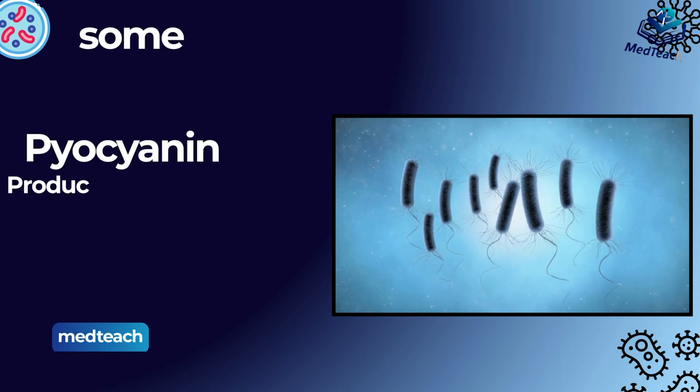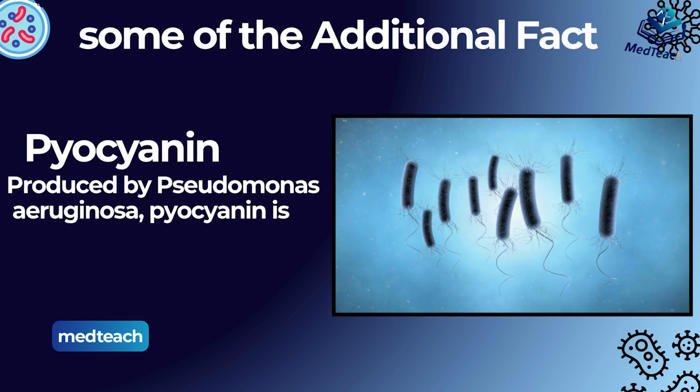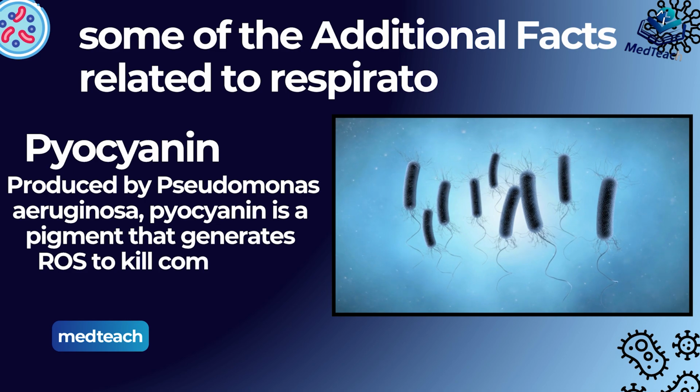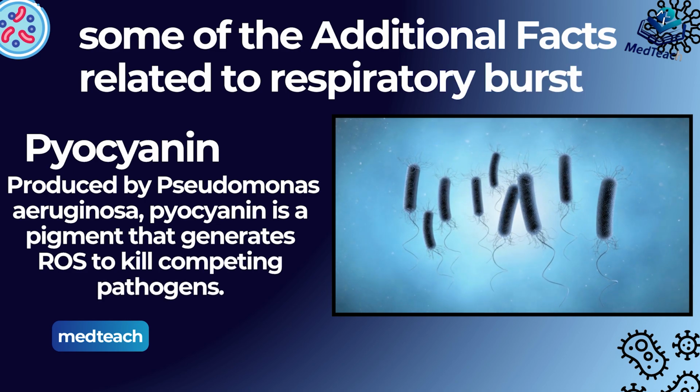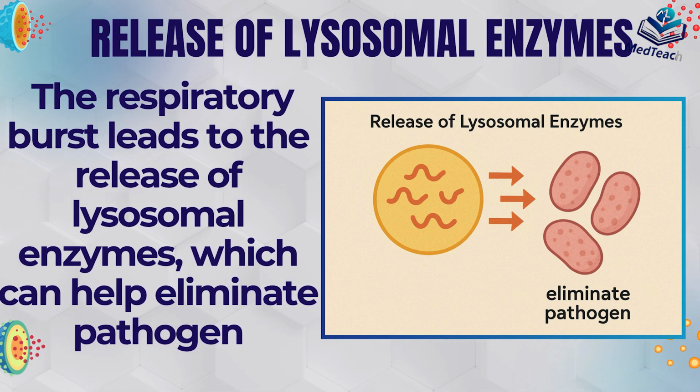Some additional facts related to respiratory burst. Pyocyanin, which is produced by Pseudomonas aeruginosa, is a pigment that generates reactive oxygen species to kill competing pathogens. And the respiratory burst leads to release of lysosomal enzymes also, which can help to eliminate the pathogens. This is all about respiratory burst and chronic granulomatous disease.